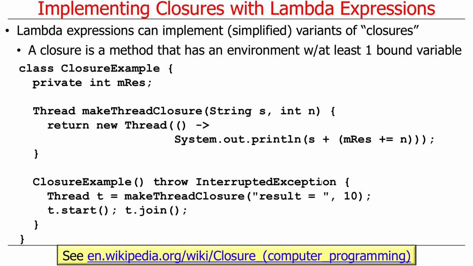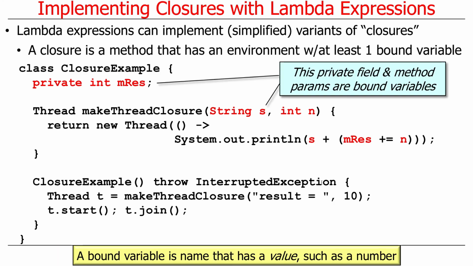A closure is a method that has an environment with at least one bound variable. And you'll see in this particular case, we're going to be creating something in here that will act as a closure. In particular, this make thread closure is a factory that creates the closure. If you want to learn more about closures, take a look at the link down here from Wikipedia.